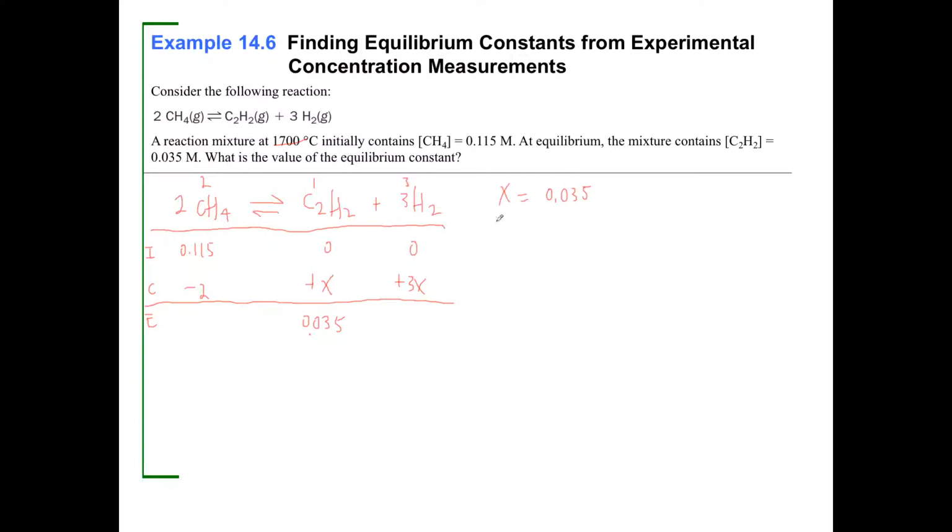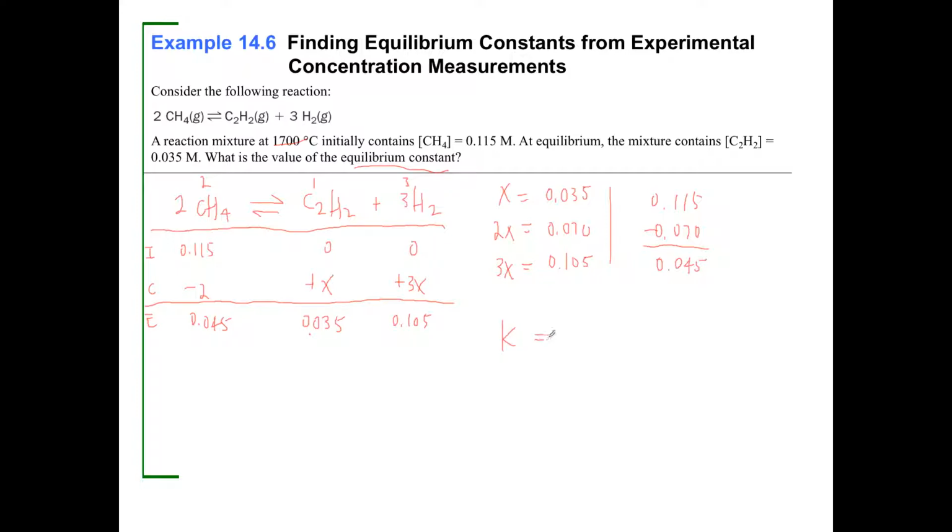0.035. 2X, 0.070. And 3X, 0.105, right? Okay, so if that's the case, 0.105, then what do we have here? So 3X, 0 plus 0.105 is 0.105, and I can't do that one in my head. 0.115 minus 0.07. Oh yeah, we did this in a previous slide, didn't we? 0.045, okay? And the question is, what is the value of the equilibrium constant?